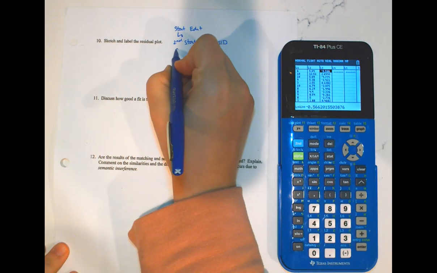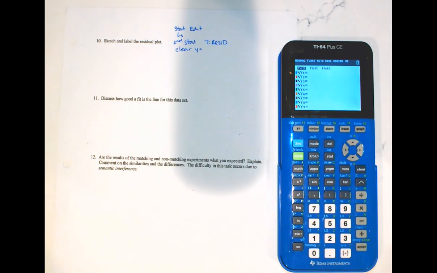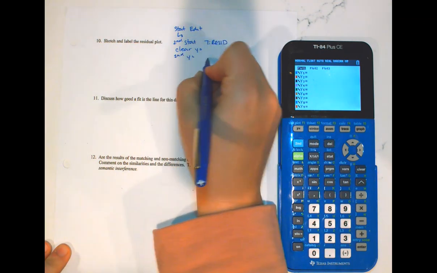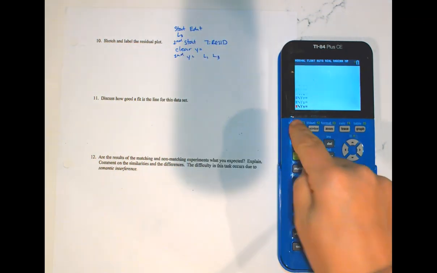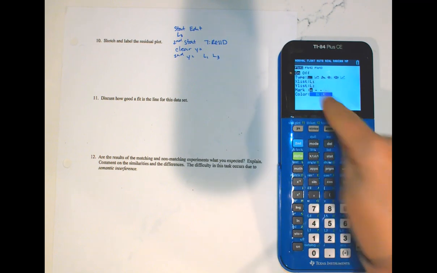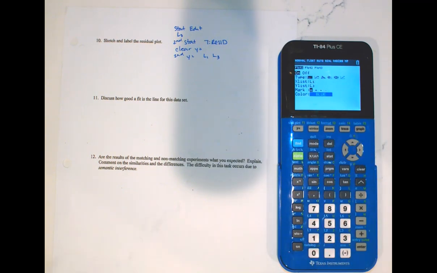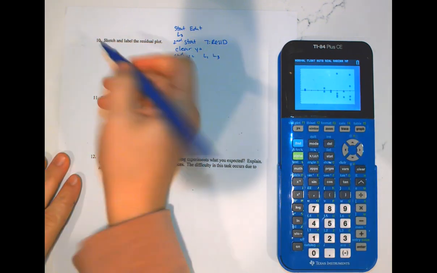Then we want to clear our y equals. So I'll go to y equals and I'll clear that off. Then I want to go to second y equals and make sure it's from list 1 and list 3. So second y equals, and we want to pull from list 1 and list 3 now. So second 3, we'll change that to list 3. So when I hit zoom 9, this would be my residual.